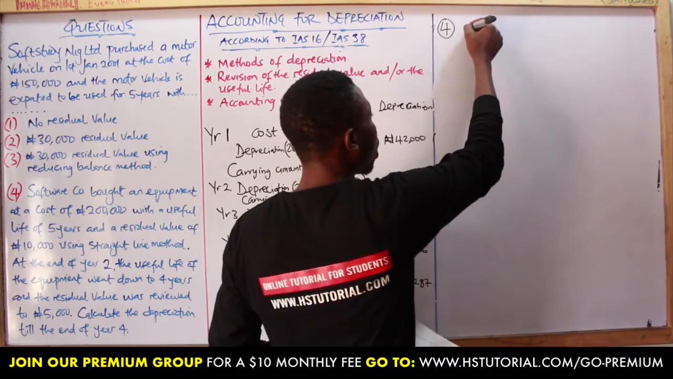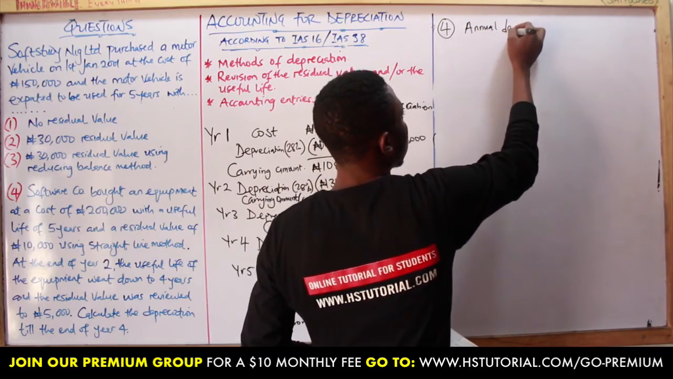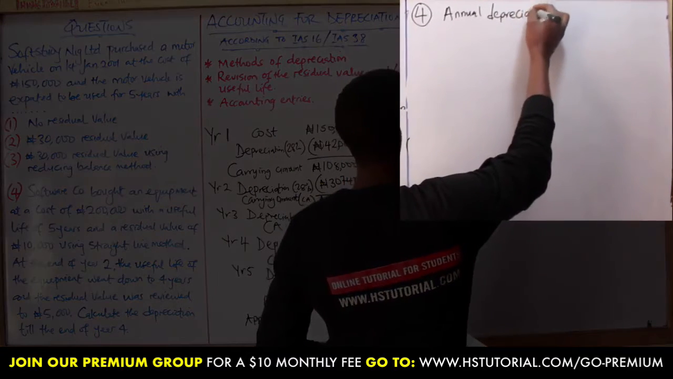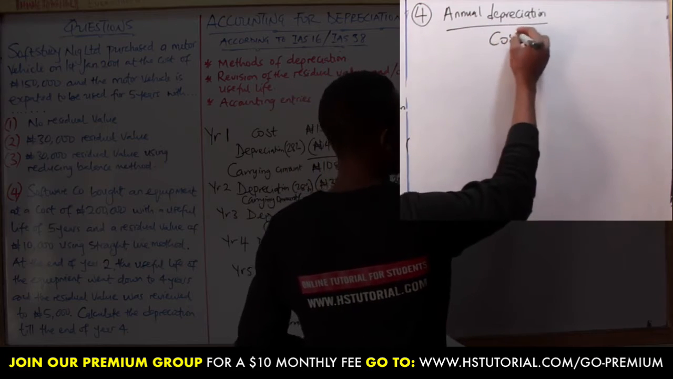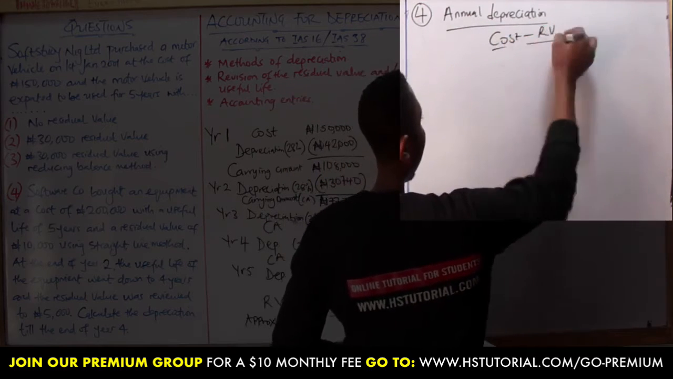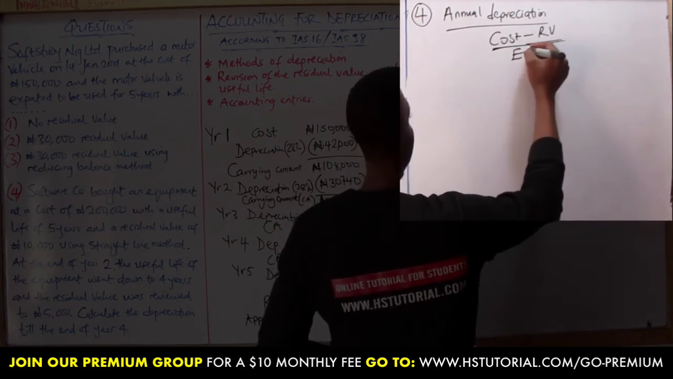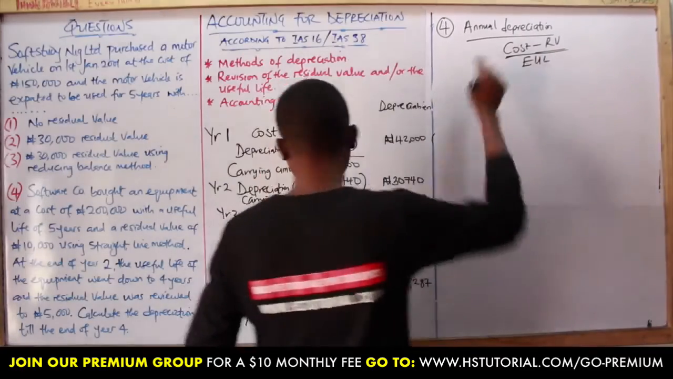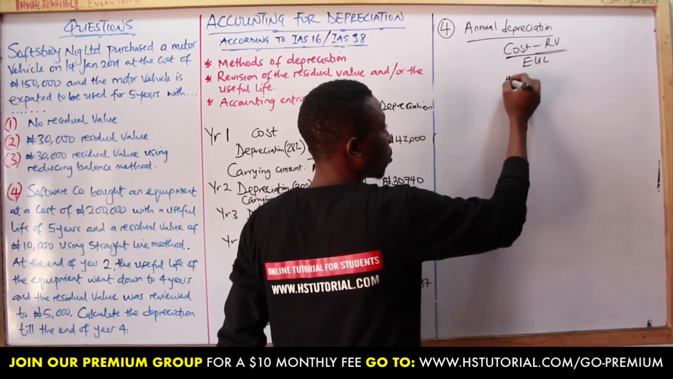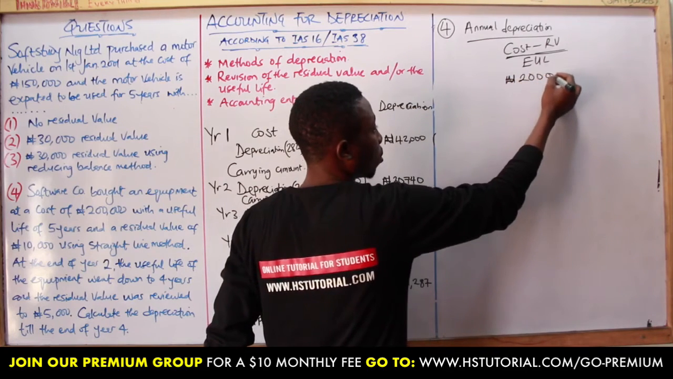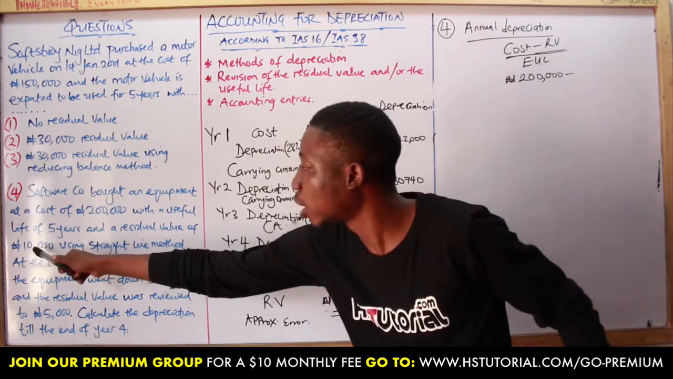Let us solve this question now. So we can say the annual depreciation, you write the formula as usual: cost minus residual value, all over the estimated useful life of the asset. So what's the initial cost? The cost is 200,000 naira, less the residual value of 10,000 naira.